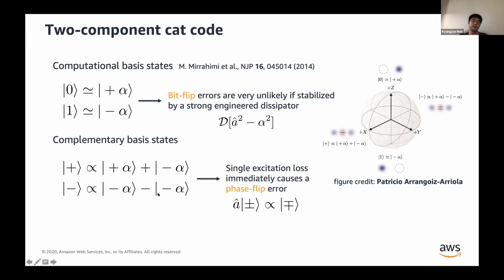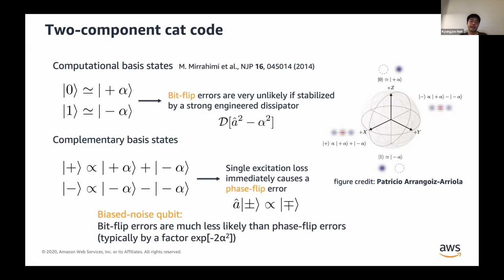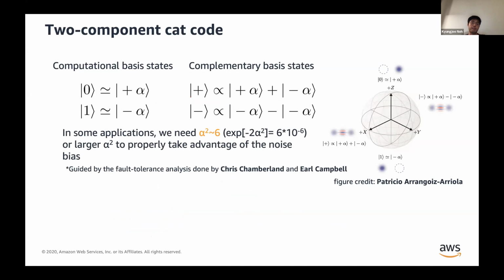But if we look at the complementary basis, the plus minus basis, then we have either even or odd cat states. What that means is that if there is a single excitation loss, then this even cat state can be immediately mapped to the odd cat state, and the same thing goes the other way around too. So it's quite likely that there may be some phase flip or Pauli Z errors. This cat qubit naturally gives us a special qubit that has highly biased noise towards the phase flip errors, and the ratio between this dominant Z error and non-Z errors is typically given by e to the minus 2 alpha squared, and that's going to be pretty important.